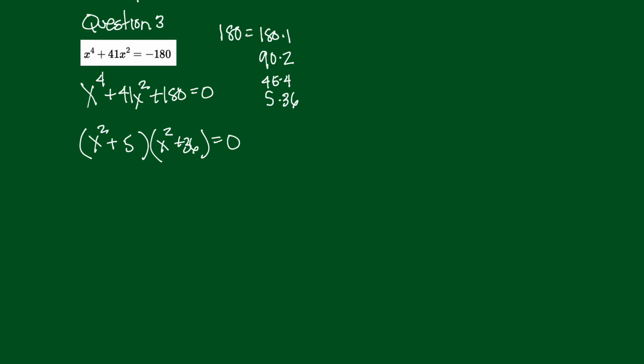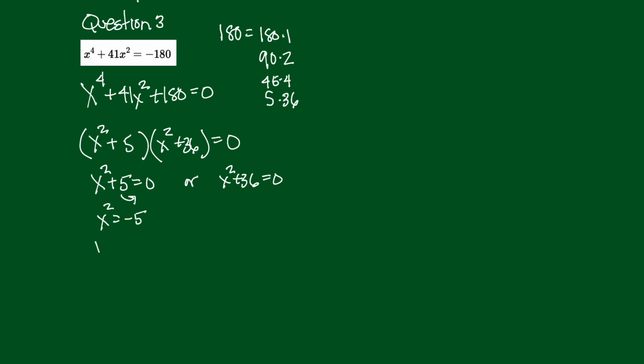Now I've got two factors here. We can multiply together to give me 0. One of them's got to be 0, so it could be this one. The x squared plus 5, that could be 0, or the x squared plus 36, that could be 0. Now, I got a squared term and a constant. Let's solve this by taking square roots. So I'll subtract the 5. I'll get x squared equals negative 5.